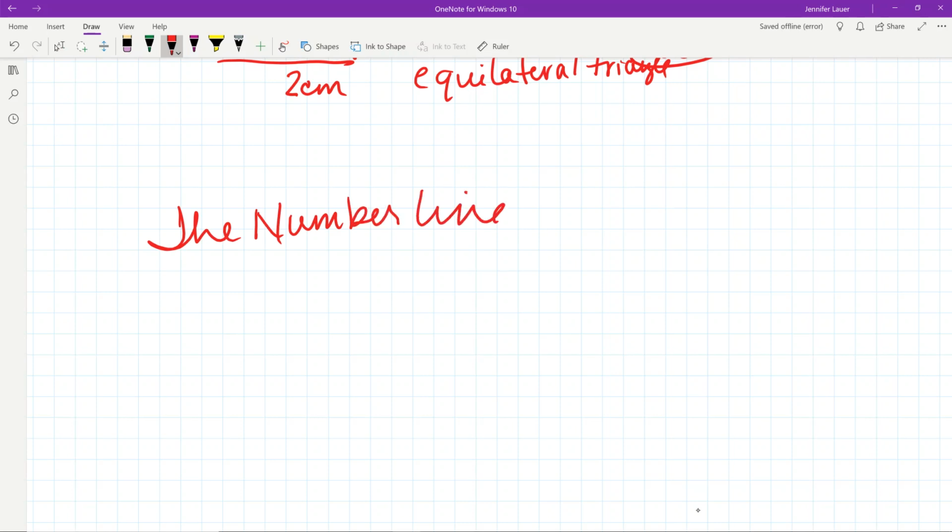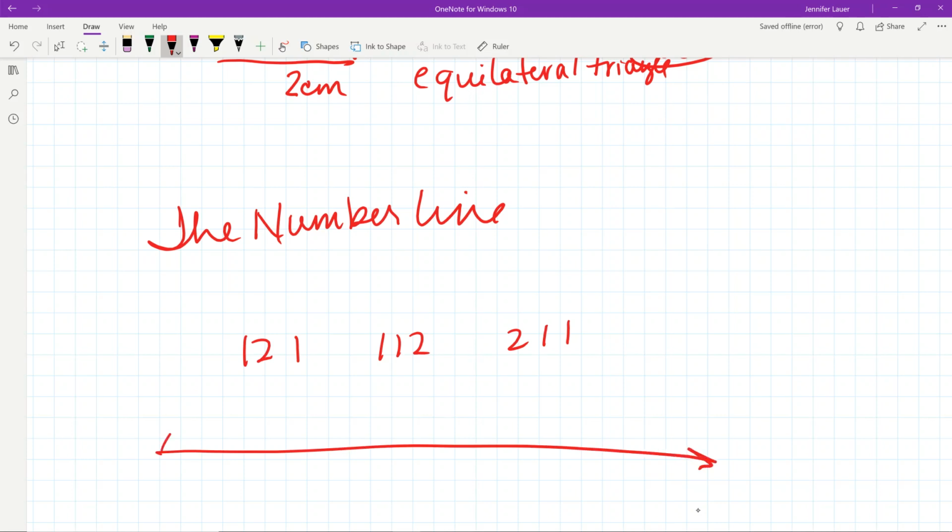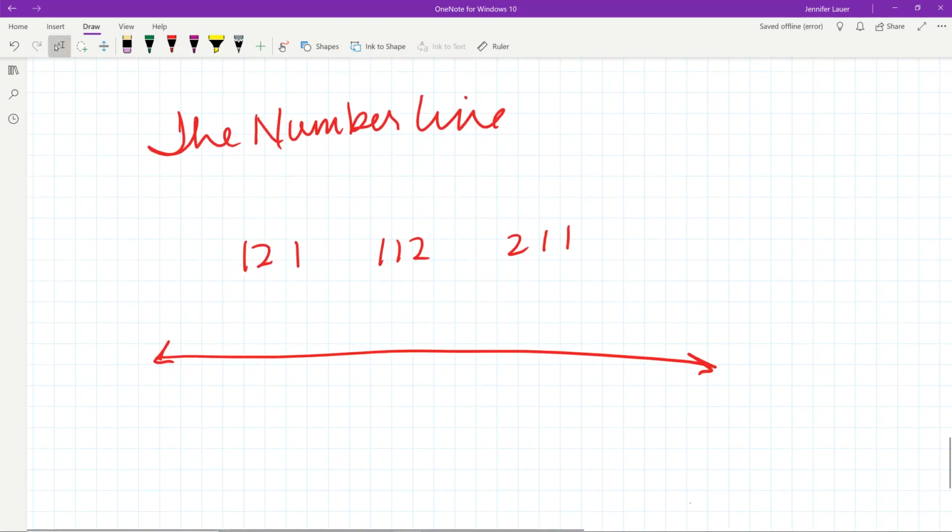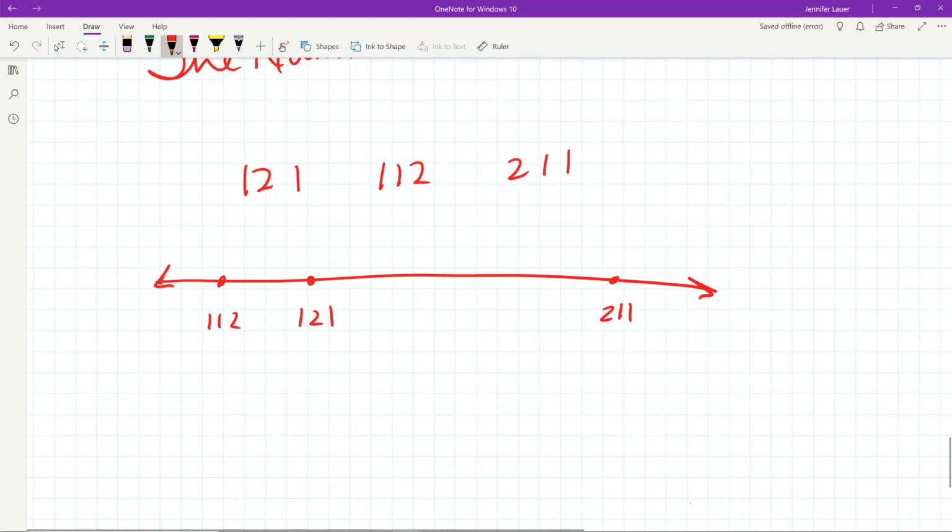So if I were to ask you to arrange these numbers in order from least to greatest, we could actually use a number line to do it. So the greatest number would come over here. The least number would come here. Just a little bit closer would be that. So we could actually write it out like this to show what order they're in using a number line.